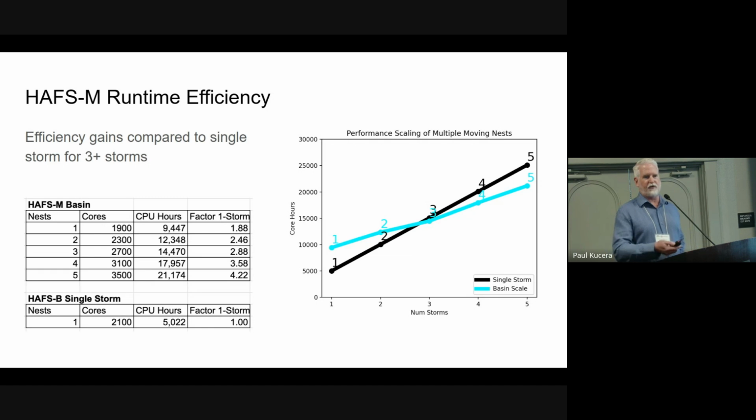And what we see, as a factor of how many core hours are used for the HAFS-B, is that the 1 and 2, because of the much larger basin, use somewhat more CPU resource. Then at 3, we start to achieve some efficiencies because it's not increasing as steeply. At 3, we're just under the amount that it would take to run 3 single storms, and at 4 and 5 storms, we're having a CPU resource savings.